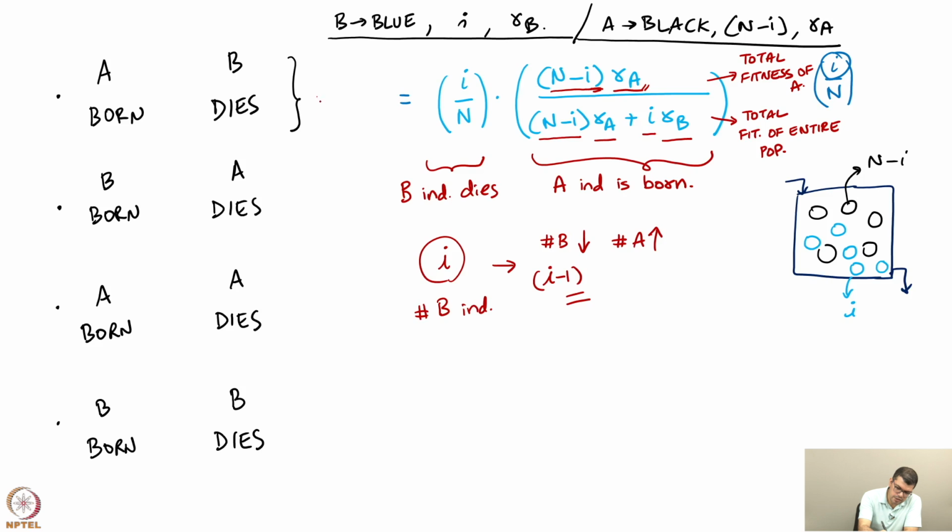So, we are going to call this the probability of transition from state I to state I minus 1, because we started when there were I number of B type individuals, and after these two happened, I am left with I minus 1 B type individuals in the population. I hope that makes sense to everybody. If this is clear, then the next three are going to take care of themselves and follow the same logic. So, let's do the next one.